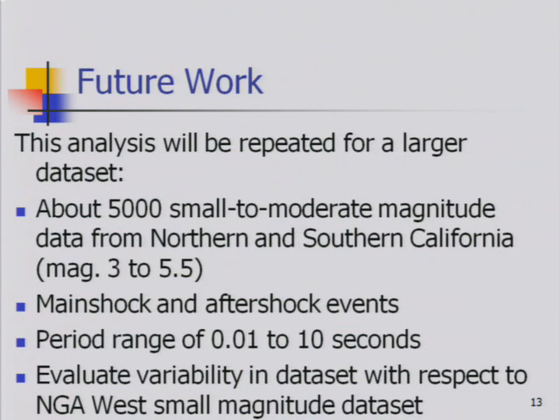Now, this was all preliminary, and this whole analysis will be repeated in greater detail once we have the complete data set of small to moderate magnitude data from California. We will perform this analysis for the full period range, which is from 0.01 to around 10 seconds. We will also evaluate the effects of including aftershocks on the magnitude dependence of sigma, and also evaluate the variability in the data set with respect to the NGA West small to moderate magnitude data set.